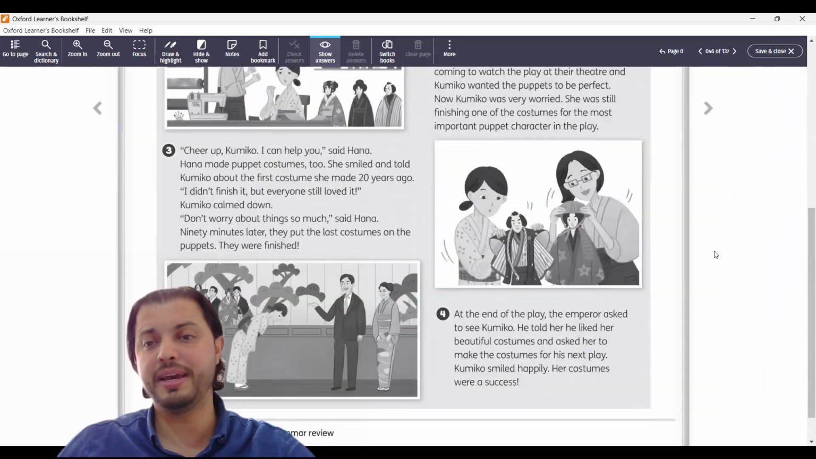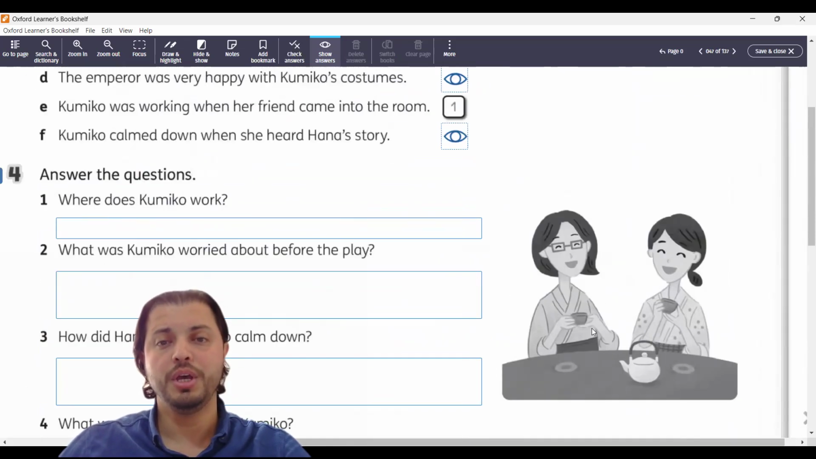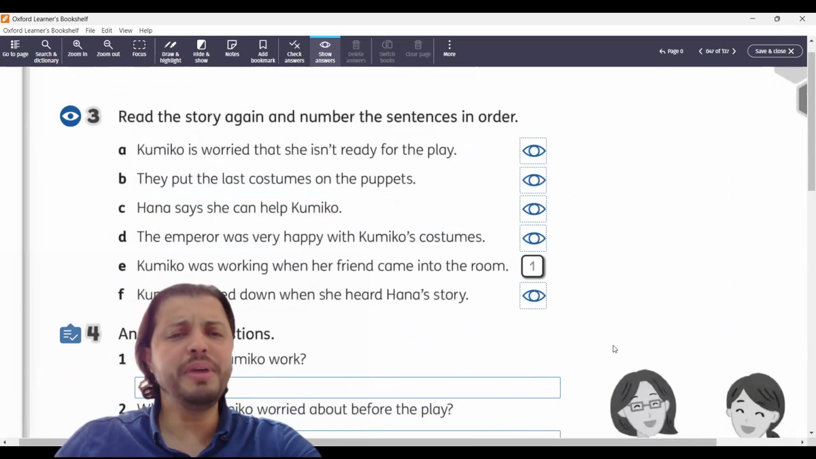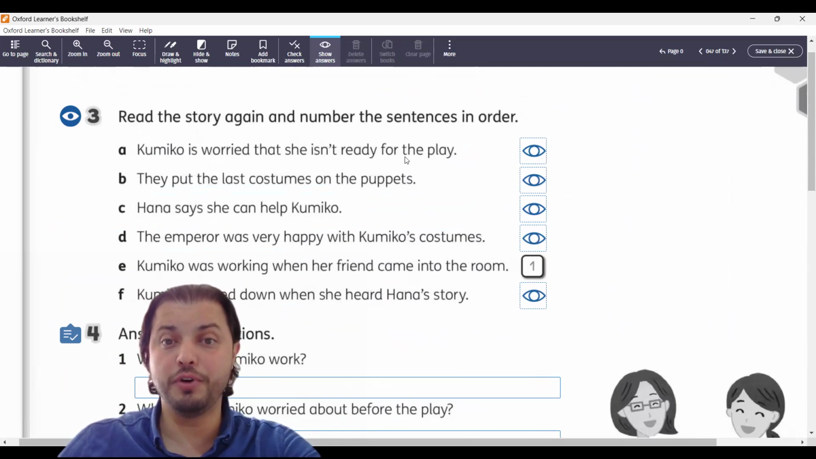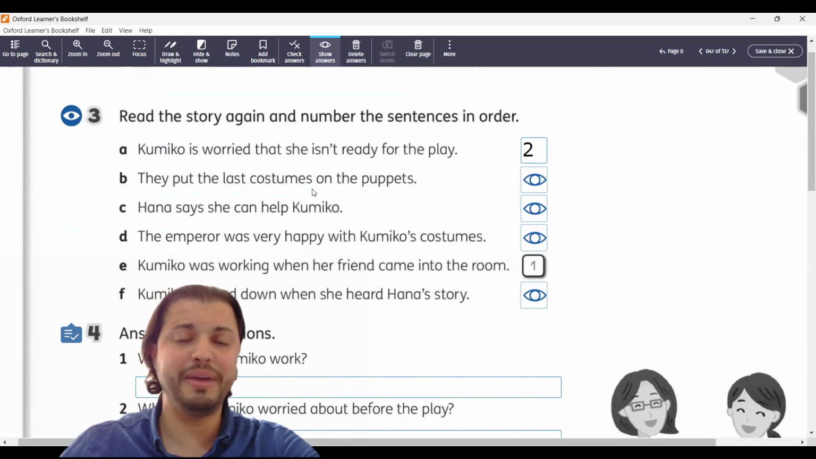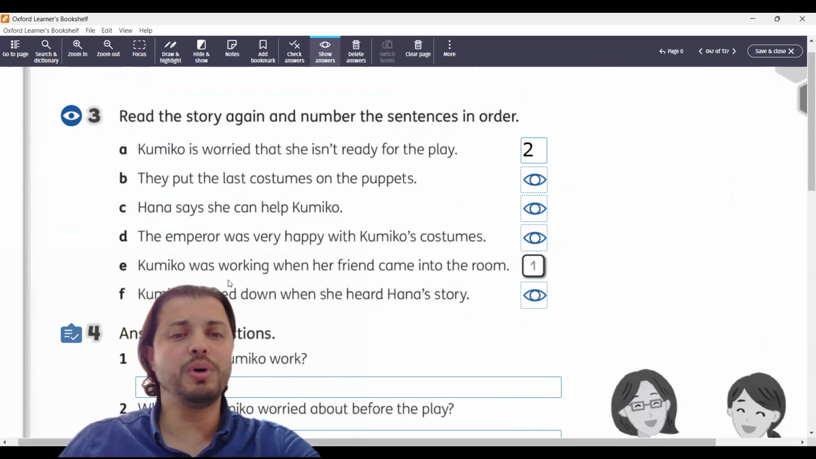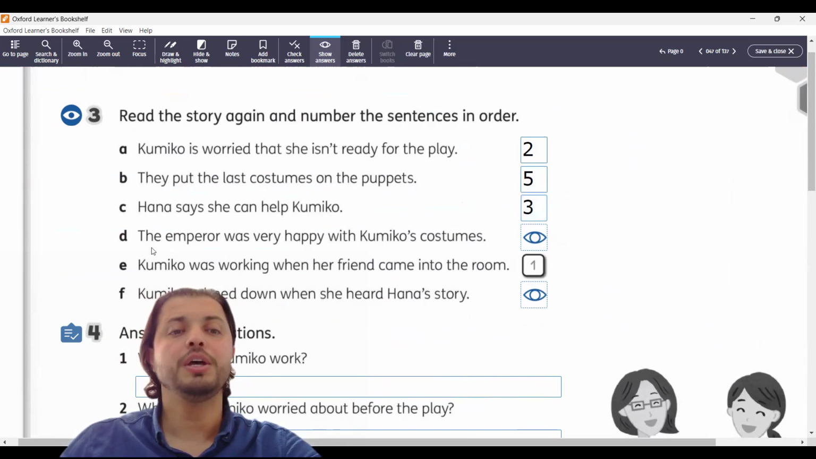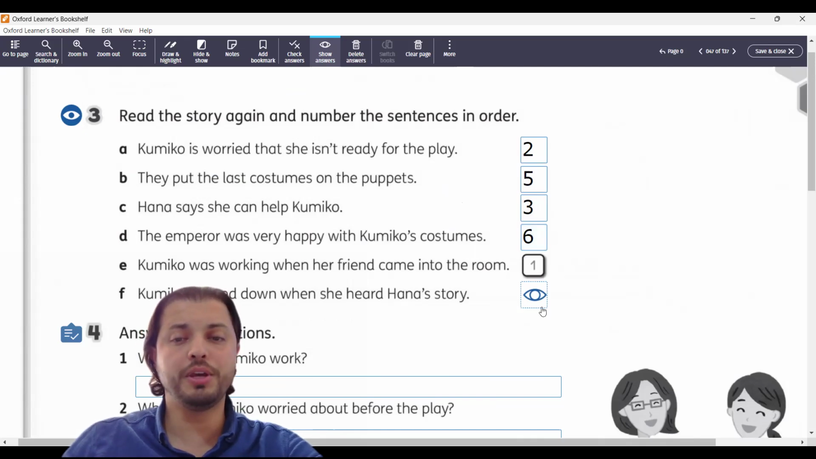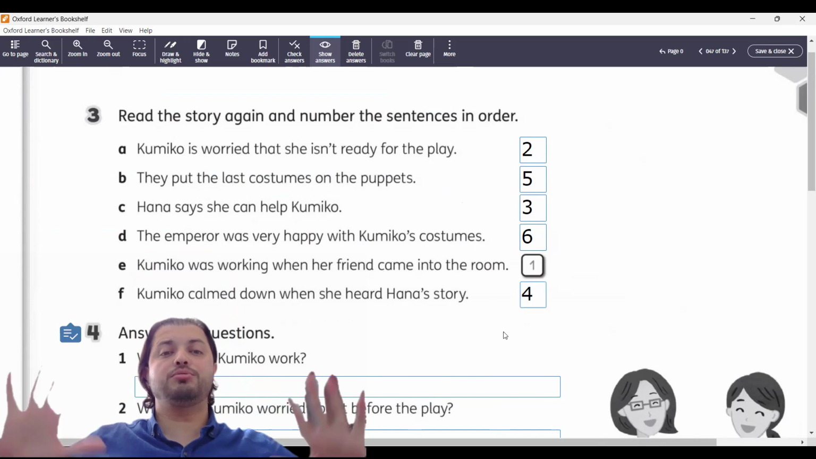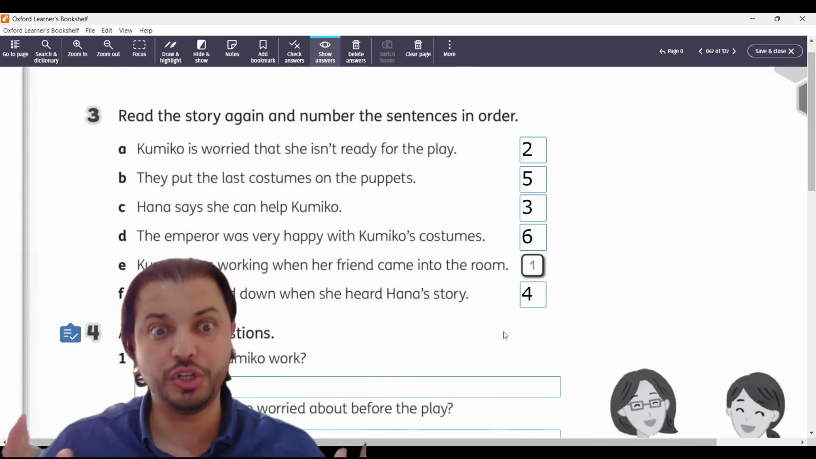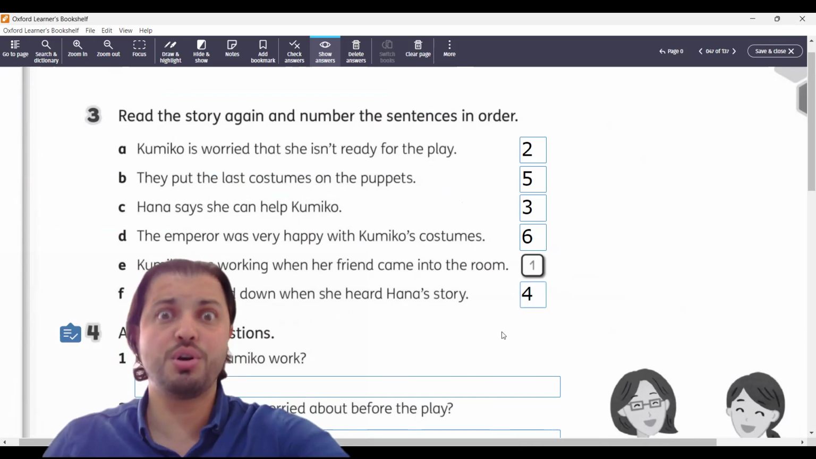Nice. So we can make it up. Now, Kumiko is worried she is not ready for the play. Number two, we can put it in order. This is number one: Kumiko was working when her friend came into the room. Two, three: they put the last costume on the puppets. Five: Hannah says she can help Kumiko. Yes. The emperor was very happy with Kumiko's costumes. Yes, six. And here we can say four: Kumiko calmed down when she heard Hannah's story. Yeah, she should be relaxed. Otherwise, it's not gonna work well.